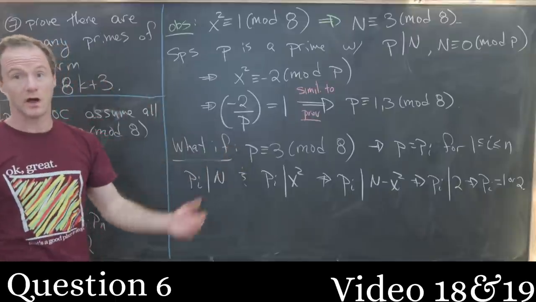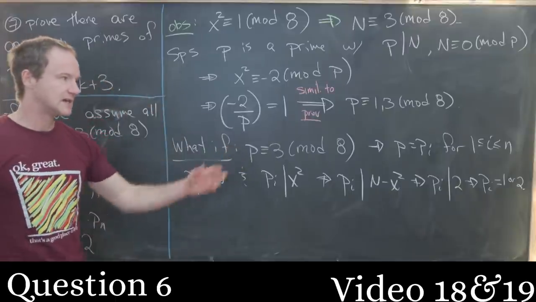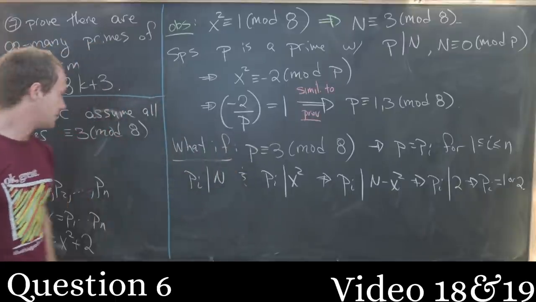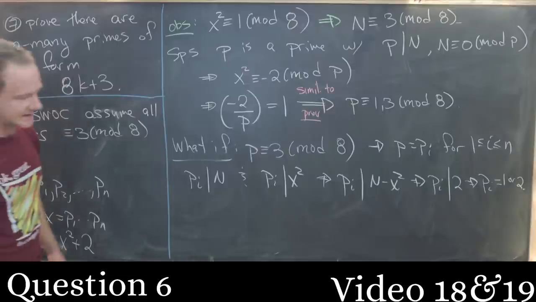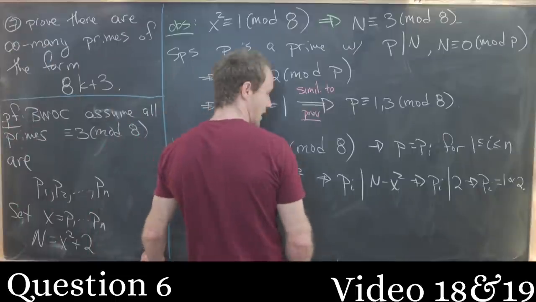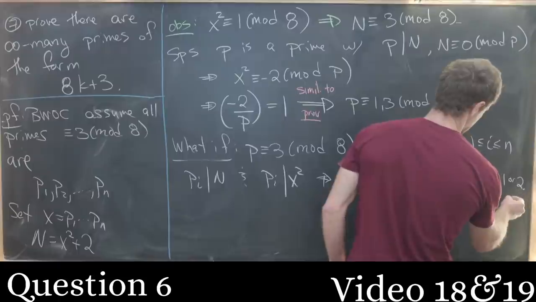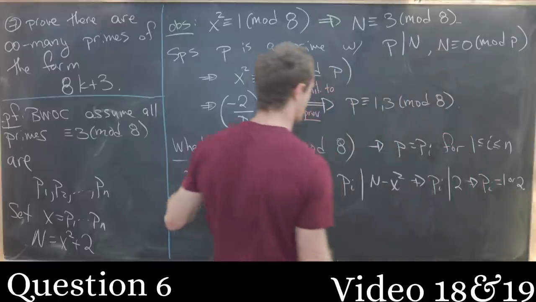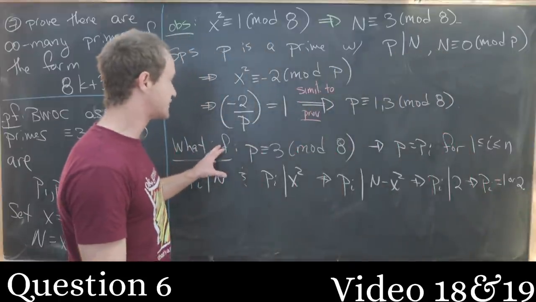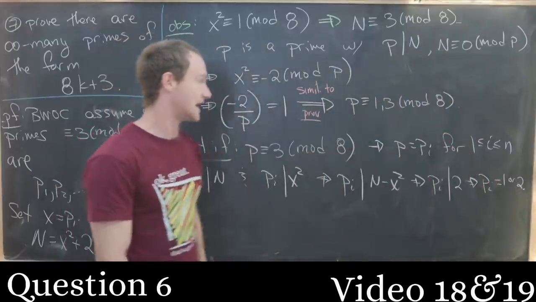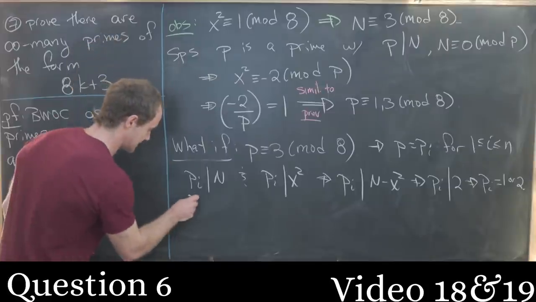which is the same thing as saying Pi equals 1 or 2. But it can't be equal to 1 because 1 is not a prime. It can't be equal to 2 because 2 is not 3 mod 8. So that means we have come to a contradiction. We haven't come to a contradiction yet. We have shown that P is not congruent to 3 mod 8.